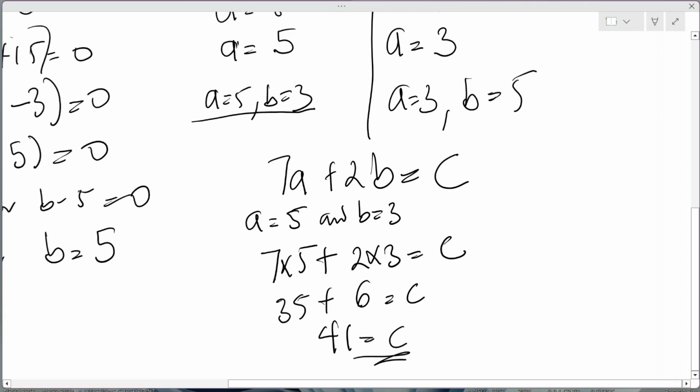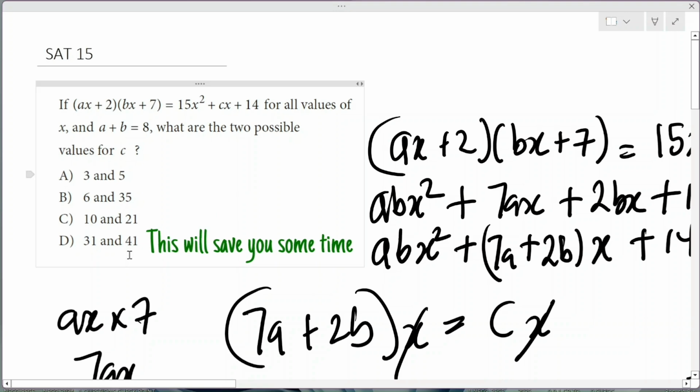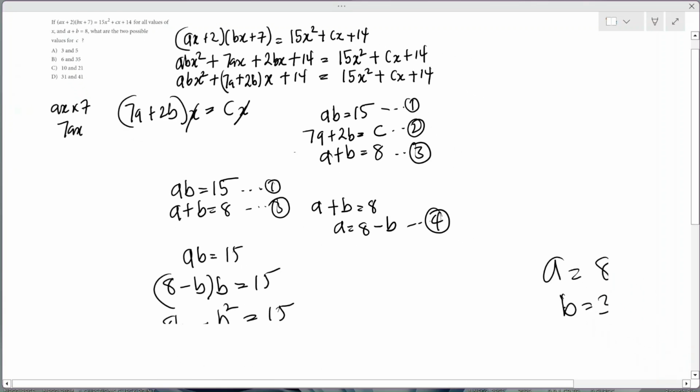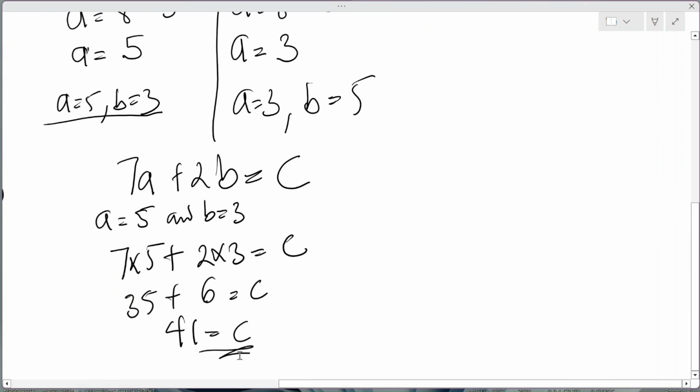This might be enough for you to get your answer. Going to our options, the only option that has 41 is D. So D is your answer. But to fulfill all righteousness, let's find the second value for c. We've now cleared that one of the values for c is 41. Now using when a is 3 and b is 5, we'll find the second value for c.